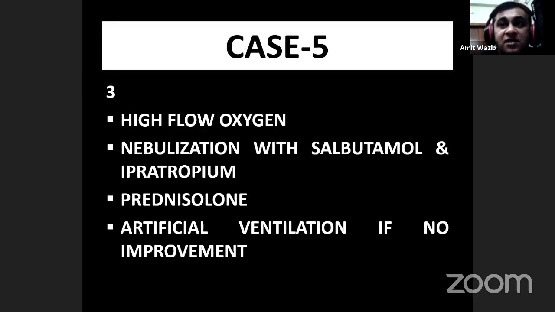So here there is no hypercapnia in bronchial asthma. So both the hypoxic and hypercapnic drives are intact. So you can use high flow oxygen to correct the hypoxia, and the respiratory centers will continue working with the hypercapnic drive. So no problem with using high flow oxygen in severe asthma. Next, you have to give inhaled salbutamol and ipratropium with the help of a nebulizer. Again, prednisolone is given, and artificial ventilation can be used when these measures fail to improve the condition.